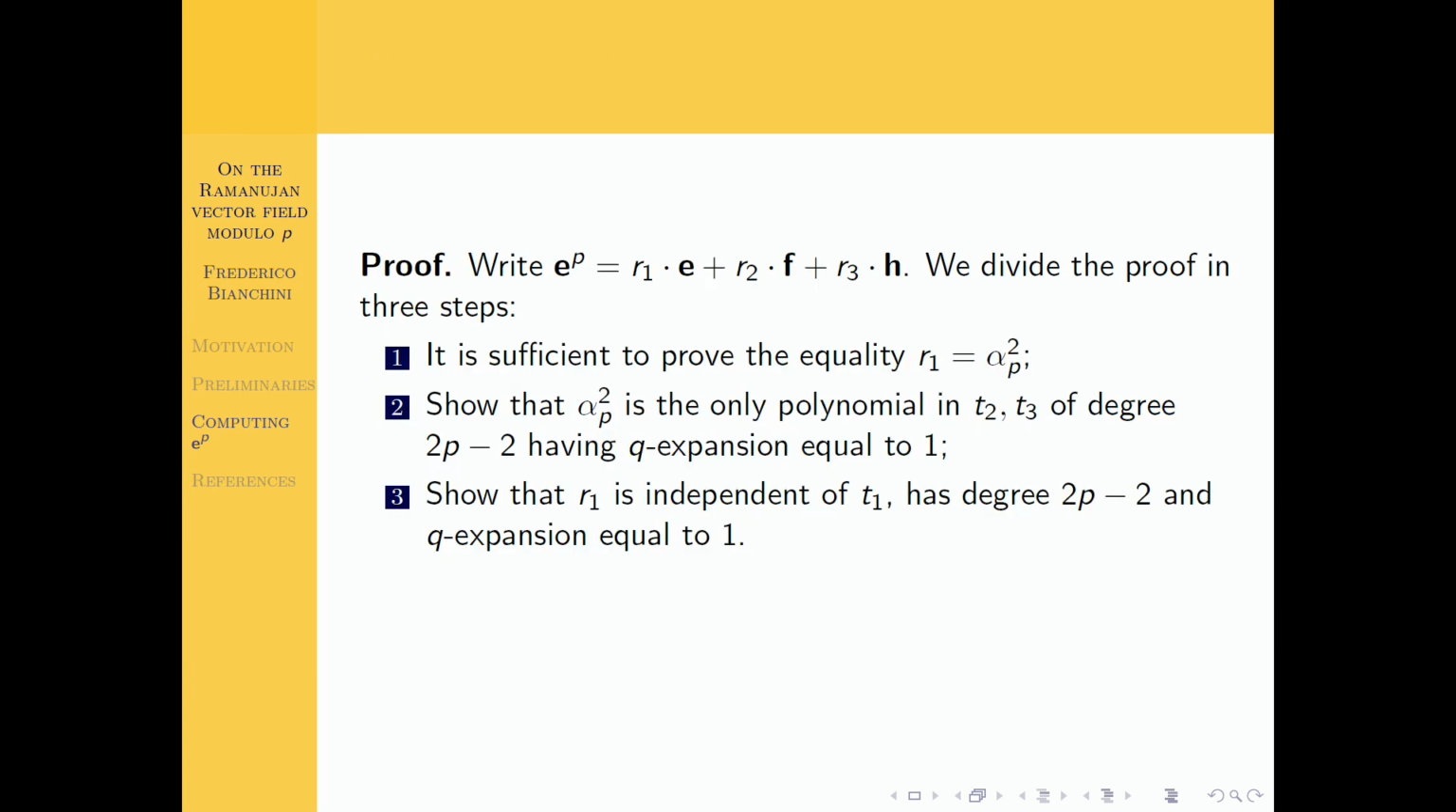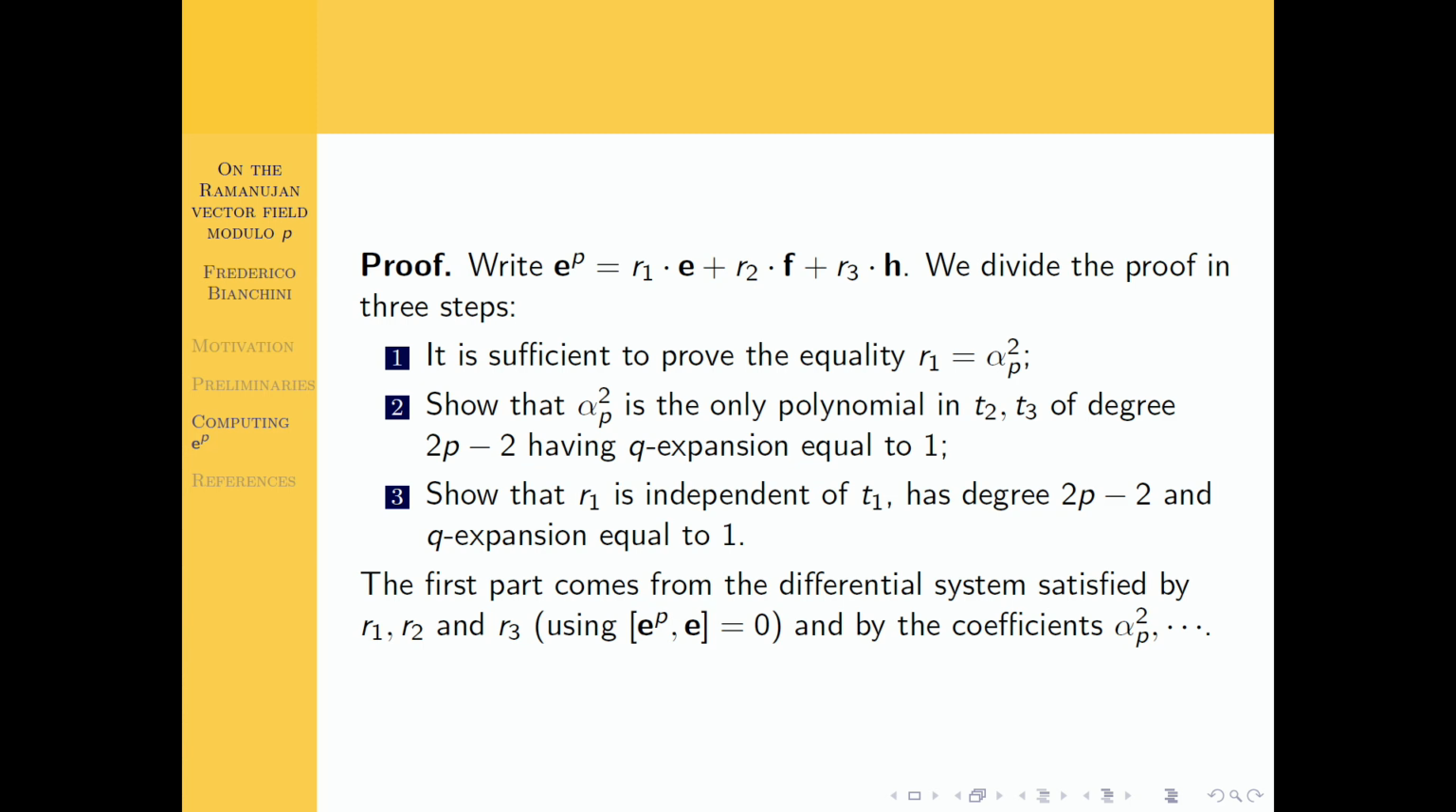So the proof is divided in 3 steps. The first one, we show that it is sufficient to prove the equality R1 equal to alpha P squared. The second one is we show that alpha P squared is the only polynomial of degree 2P minus 2 having Q expansion 1. And the third one is showing that R1 is independent of T1. It has degree 2P minus 2 and Q expansion equal to 1. Okay?